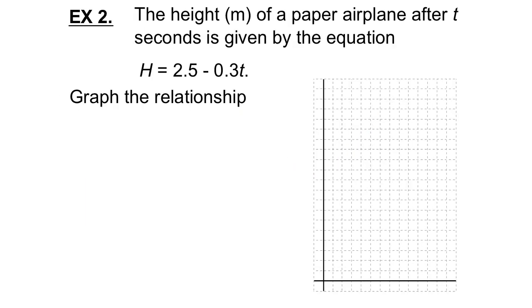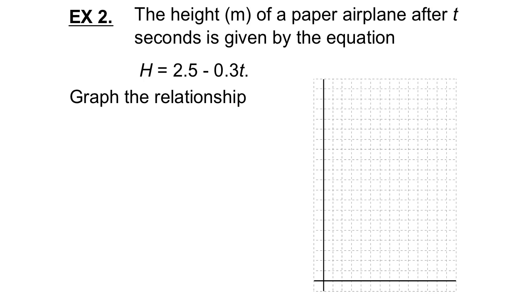So here's a second example. The height of a paper airplane after t seconds is given by this equation: H equals 2.5 minus 0.3t. And we're going to graph the relationship.